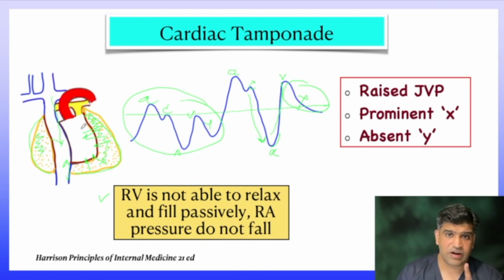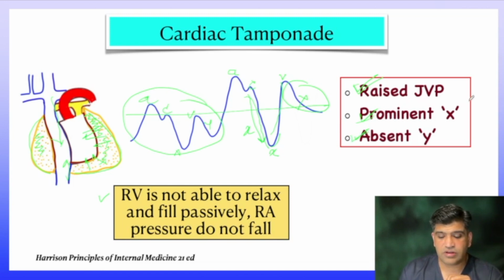So the characteristic of cardiac tamponade, we have raised JVP, prominent X. There is no problem in relaxation of the atria. There is a prominent X, but there is a problem in passive filling of the RV. The RV does not fill passively due to the compression of the RV from the tense fluid in the pericardial cavity. So there is absent Y.